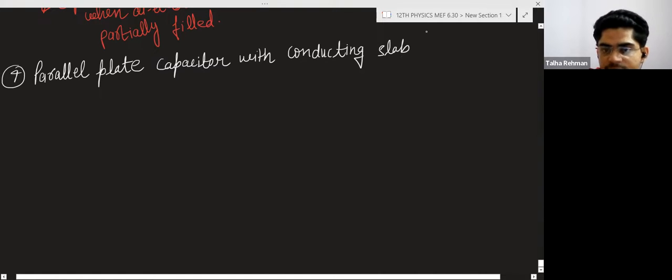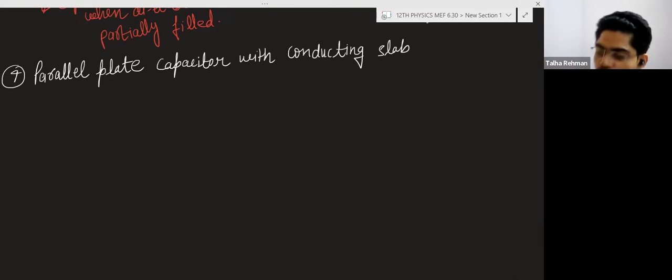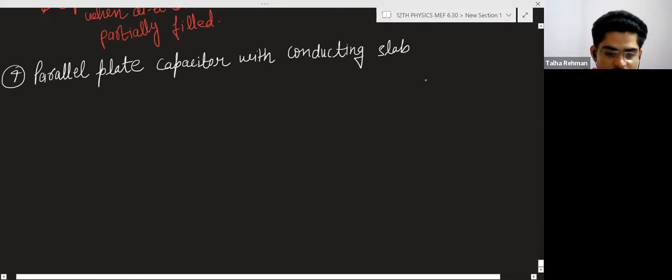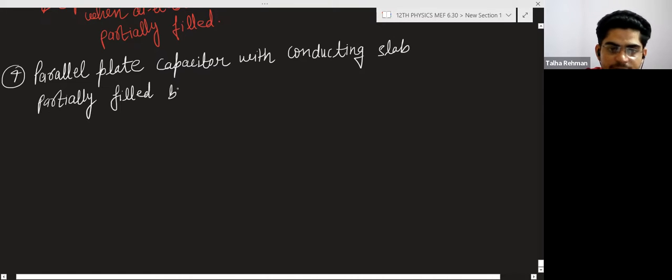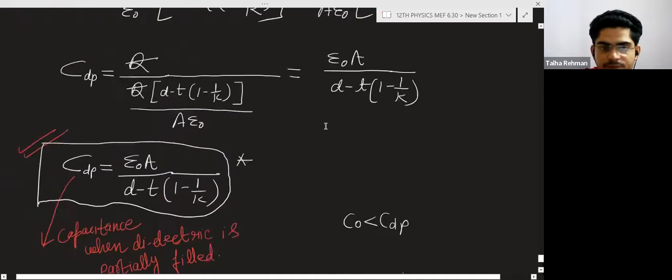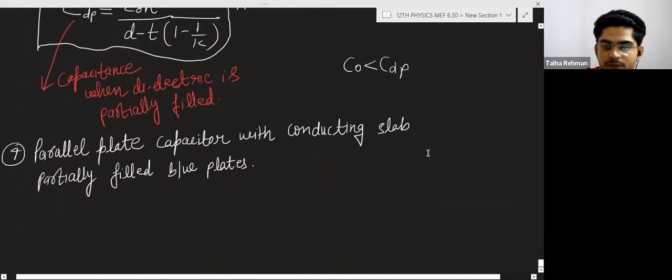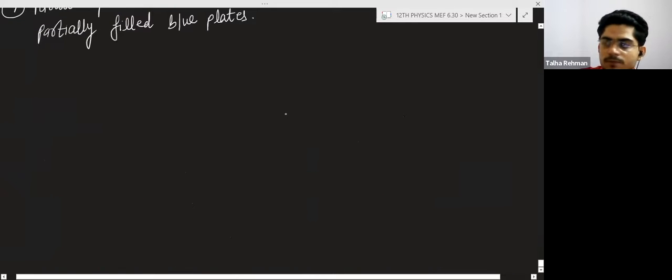Do you know what a slab is? You can say this phone is a slab, a cuboid of small thickness. Conducting slab partially filled between the plates. So what is happening this time? These are the two plates of the capacitor. Here is one plate, here is another plate, and these plates are parallel plates.